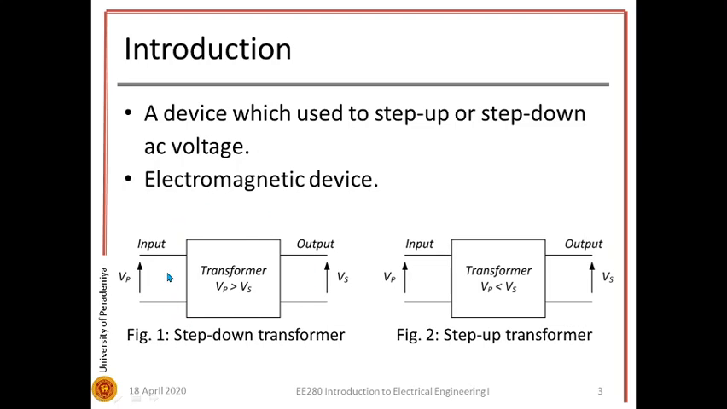So this is a block diagram representation of a transformer. You have an input and an output. If the input voltage is higher than the output voltage, then it is a step down transformer. Second type, if the input voltage is less than the output voltage, then it is the step up transformer.